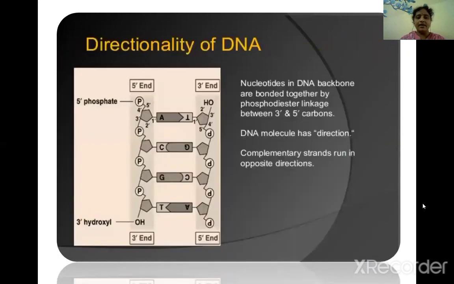The base pairing involves a purine and a pyrimidine, an amino base with a keto base: adenine with thymine, and guanine with cytosine. The base pairing involves hydrogen bonds. The adenine and thymine pair has two hydrogen bonds, whereas the guanine and cytosine pair has three hydrogen bonds.